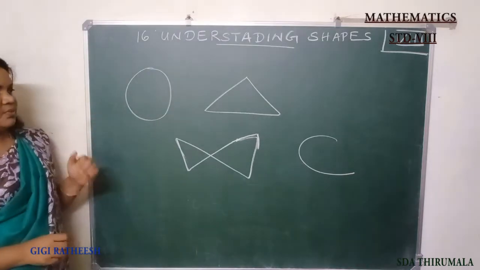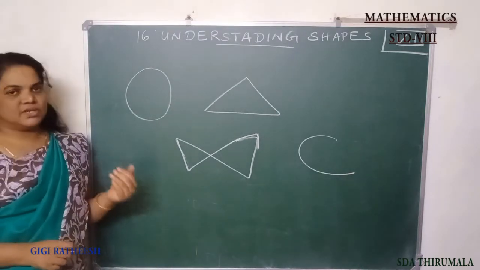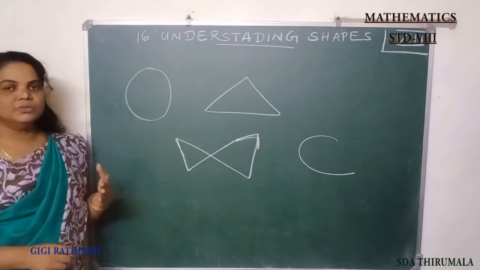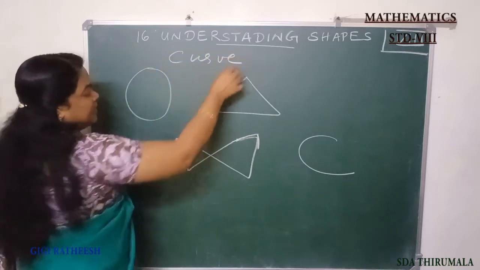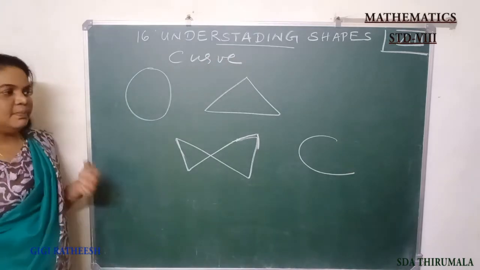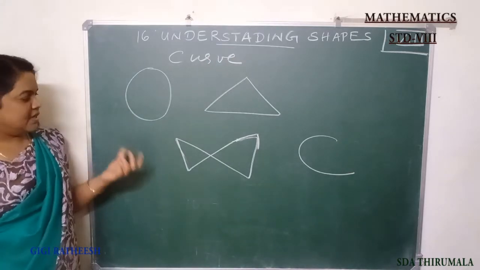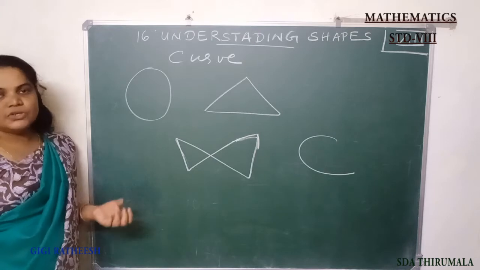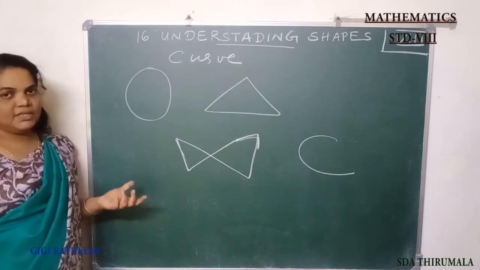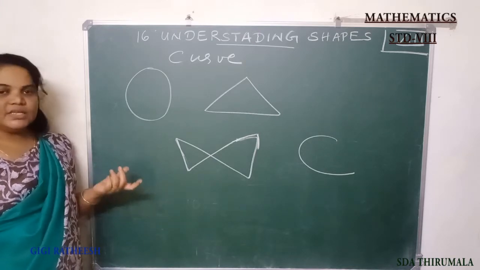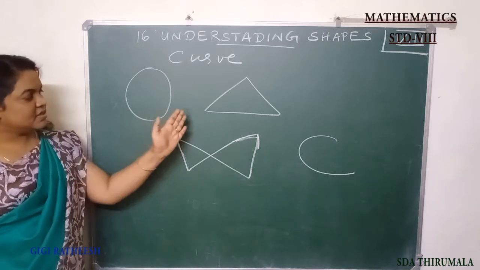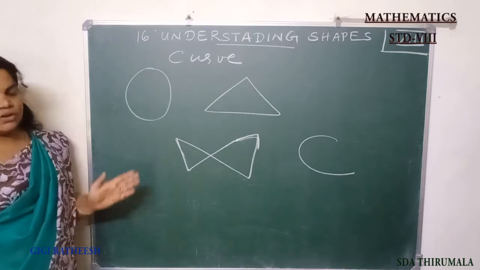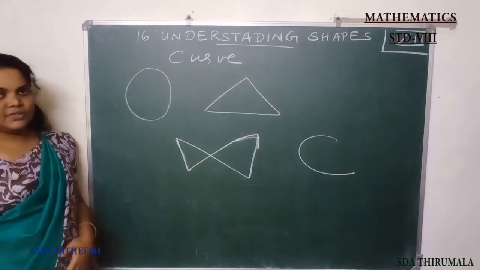We know that the word curve, C-U-R-V-E, means not straight lines. But in mathematics, a straight line is also called a curve. In mathematics, the straight line is also called a curve. So we can say that all these pictures are curves.